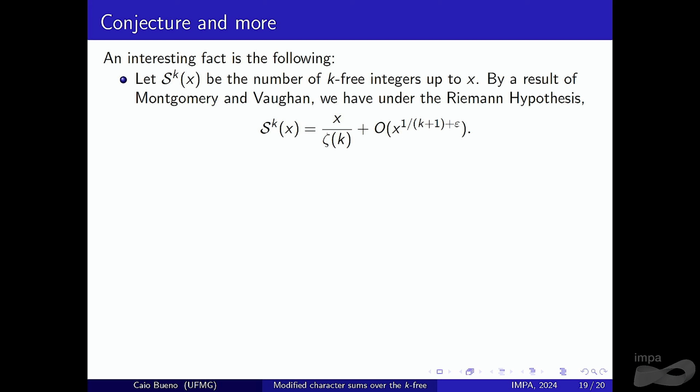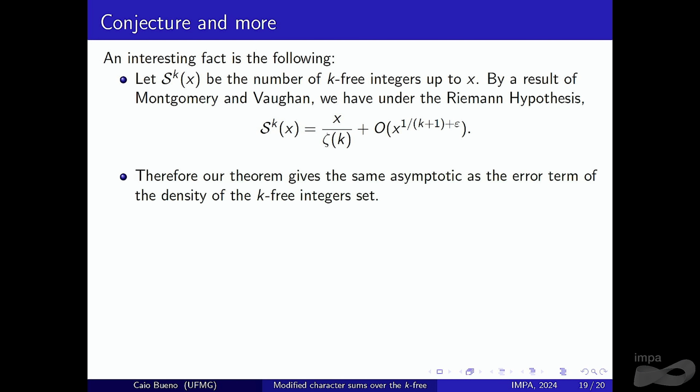A few pieces of information we have. If you define S_k(x) to be the number of k-free integers up to x, we have this result from Montgomery and Vaughan under the Riemann hypothesis that the count is x over zeta(k) plus an error term, and this error term is exactly what we have in our theorem. This has seen some improvement by a little margin, but our result is exactly this error term. And for this error term, it's conjectured that it is actually x to the power 1 over 2k. Okay.